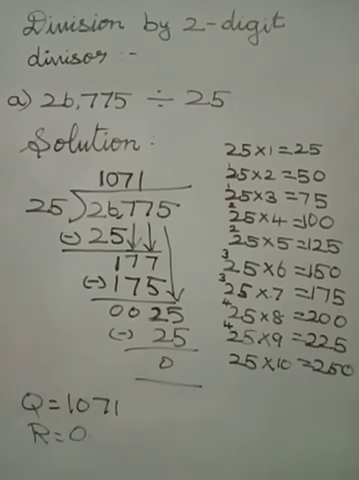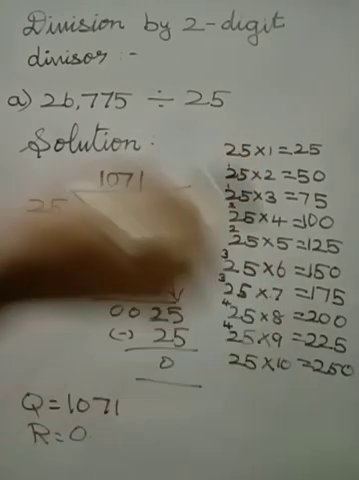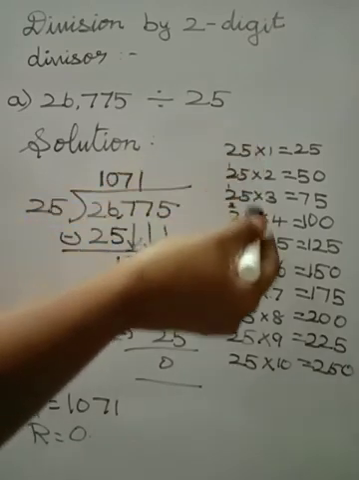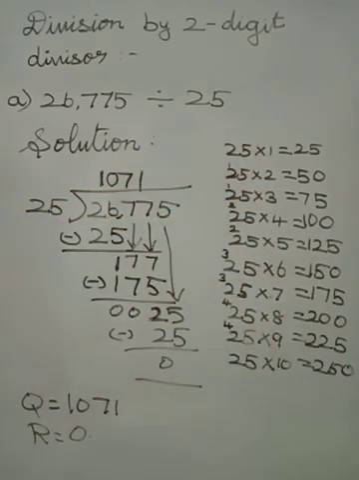Did you understand how to do the 2-digit division sums? So very simple. The thing is only you have to write the tables correctly. The same thing for the 3-digit numbers also. For the 3-digit numbers also, you have to write the tables correctly and then you have to divide the sum. So shall we see the 3-digit numbers division? Yes.